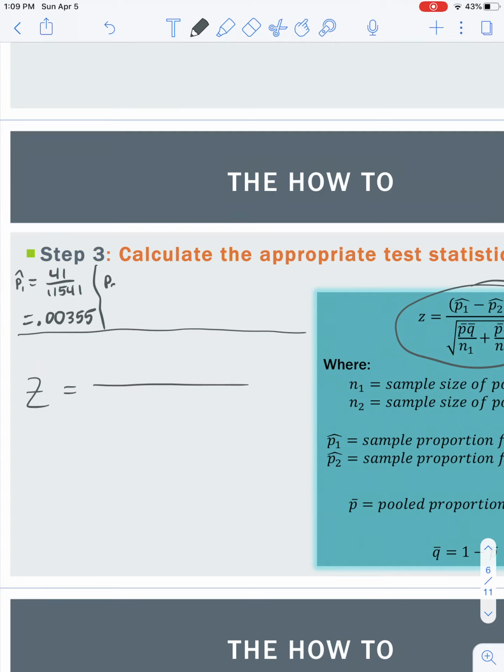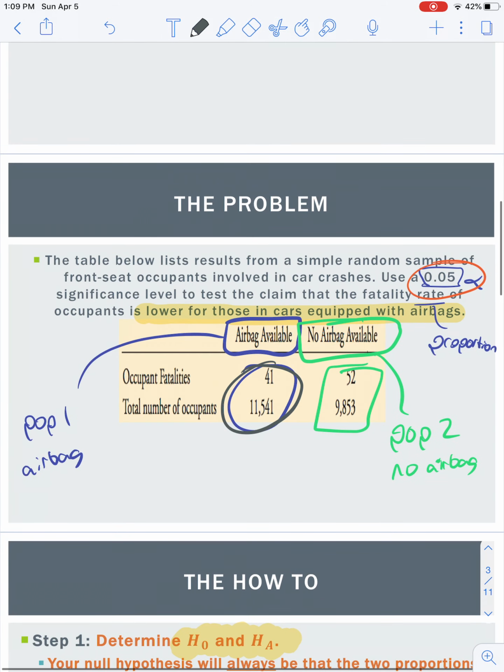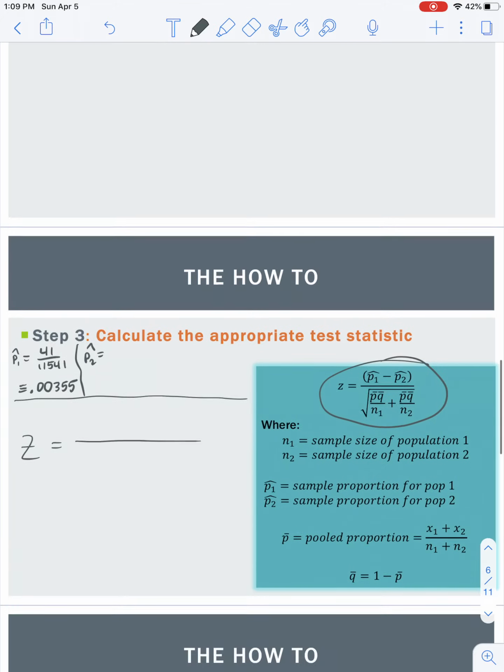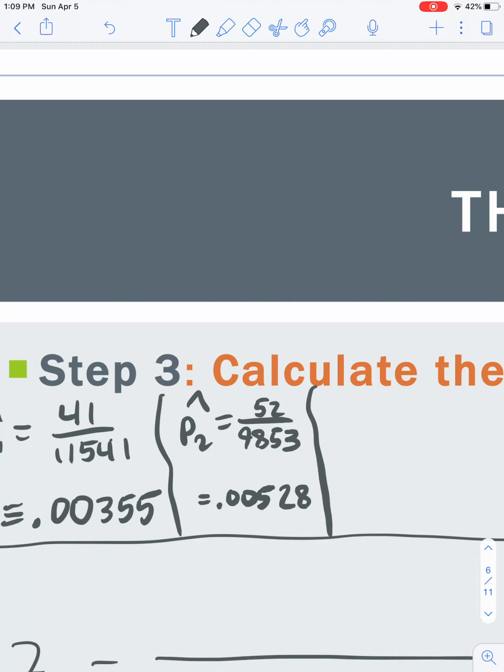And then I'm going to find p2 hat, which will be the second sample proportion for the non-airbag group. So 52 divided by 9,853. Which my calculator tells me is 0.0052, or sorry, 53. I guess I could go 28 if I want to go the same number of decimal places as the last one.